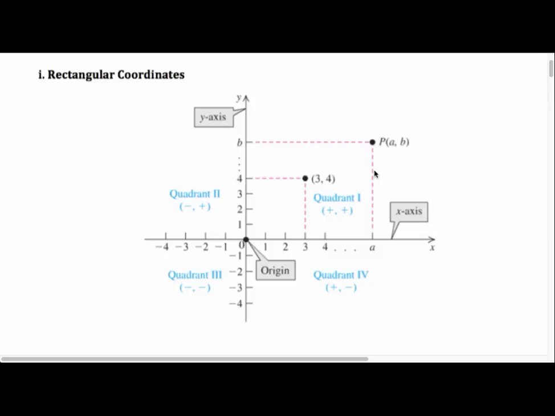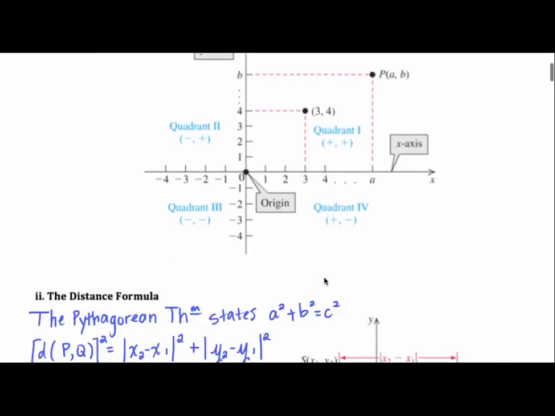Okay, so for example, the point 3, 4, right, has x-coordinate 3, y-coordinate 4. The quadrants are labeled quadrant 1, 2, 3, and 4 using Roman numerals as typical. Okay, it goes counterclockwise. Okay, you've got your x-axis, your y-axis.